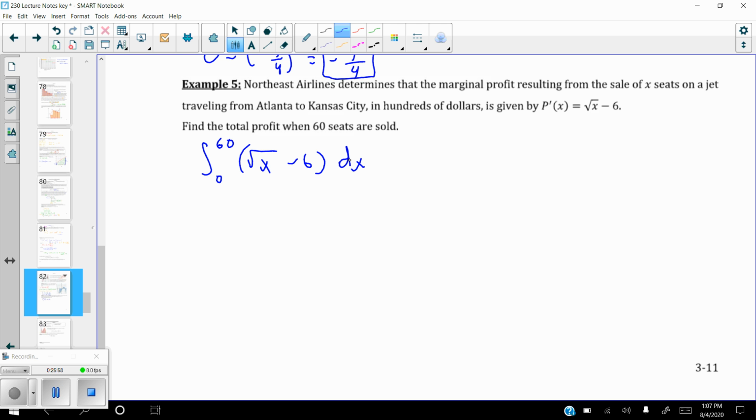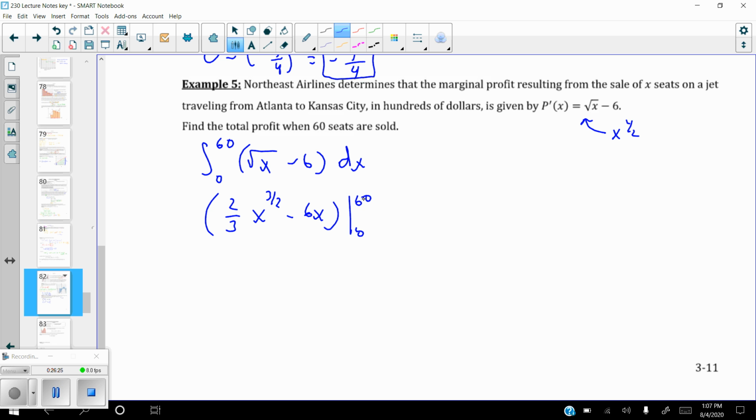So this is X to the 1/2 power. When we take the antiderivative, it'll make it easier to think of it that way. So when I raise that power by 1, it's X to the 3/2. Dividing now by 3/2 is the same thing as multiplying by the reciprocal 2/3. And then the antiderivative of negative 6 is just negative 6x. And we'll evaluate that from 0 to 60.